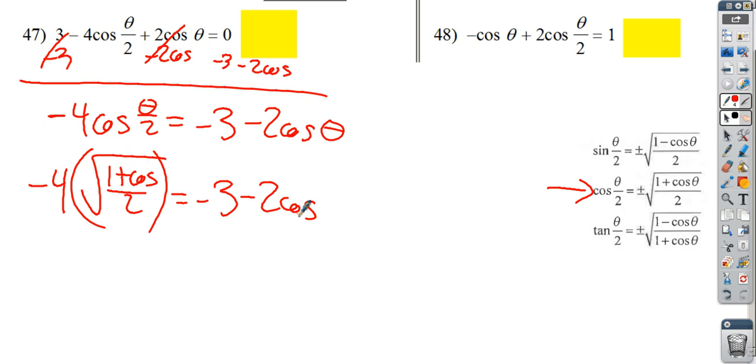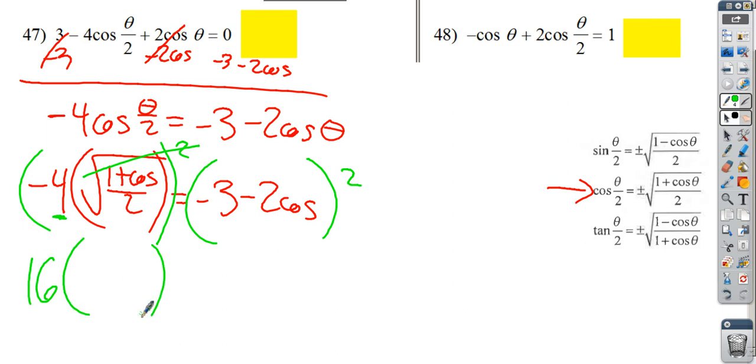Then what do we do? We end up having to square both sides. So we'll do that. Square this side and we'll square this side. Squaring and square rooting cancel, and the negative 4 squared is just 16. So 16 times that thing under the root.